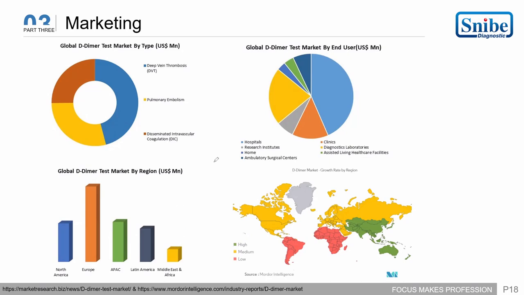If we see the global D-dimer test market by end users, you can see here that hospital utilization is the optimum, the maximum. Then the research institutes have some low utilization of D-dimers. And if we talk about clinics, the major contribution to the D-dimer test market is by either the hospitals or the clinics, and the diagnostic labs. These are the three major contributors to the global testing of D-dimer in the market by end users.